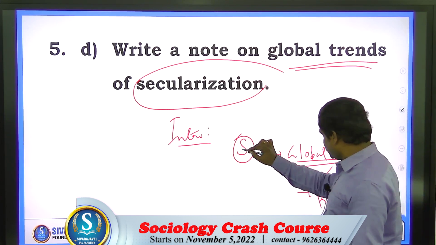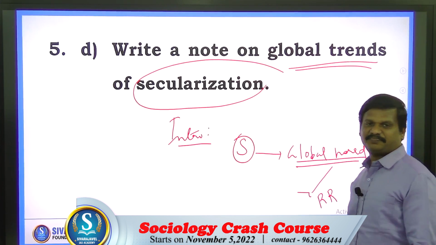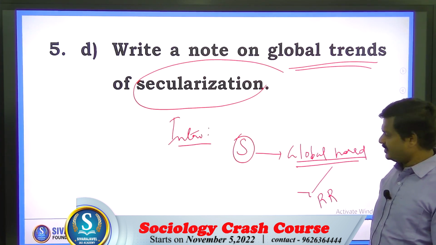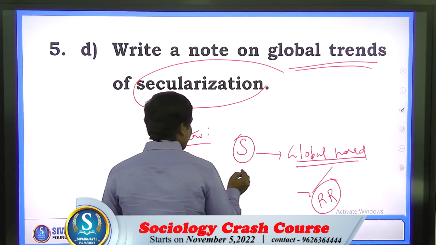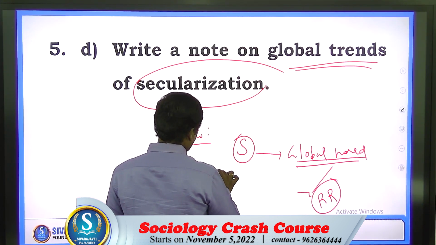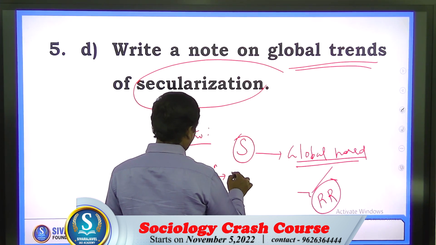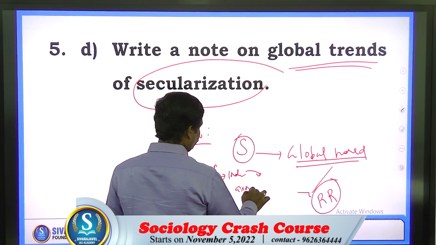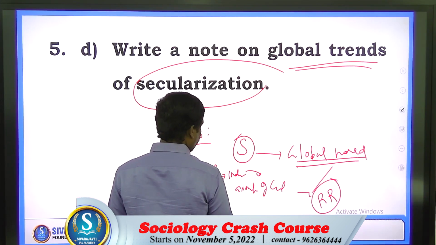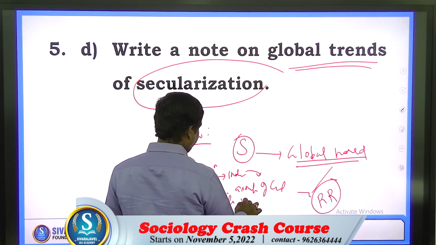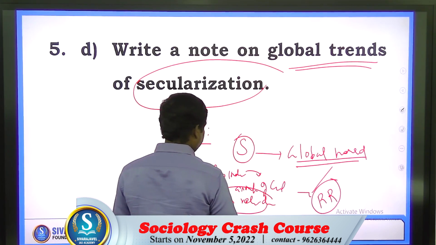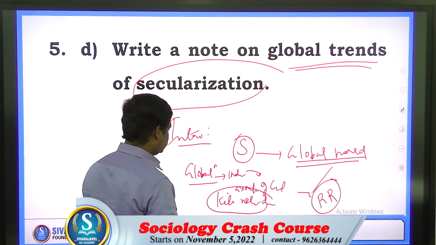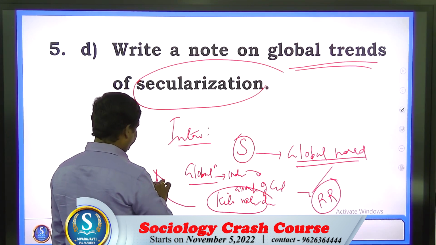So, secularization is leading to religious revivalism, right? How is it leading to religious revivalism? What does globalization do? It causes more individualization. It causes more annihilation of culture. It is killing the religious diversity. So, when religion is attacked by secularization, then religion is getting revived.